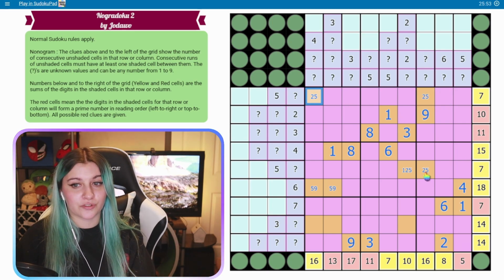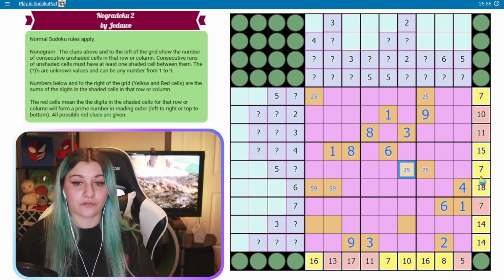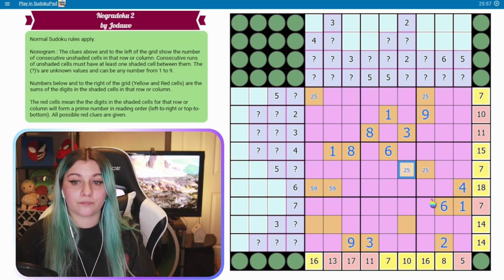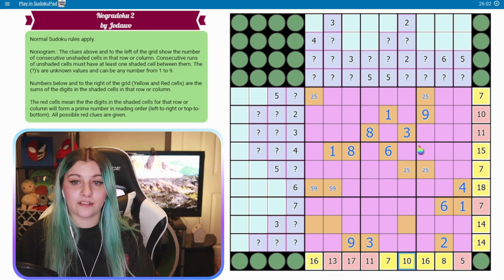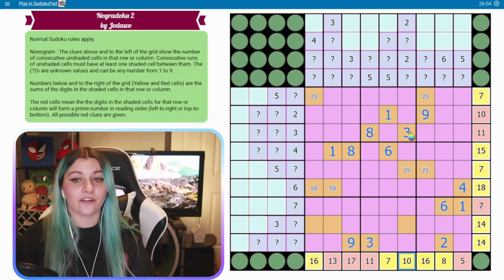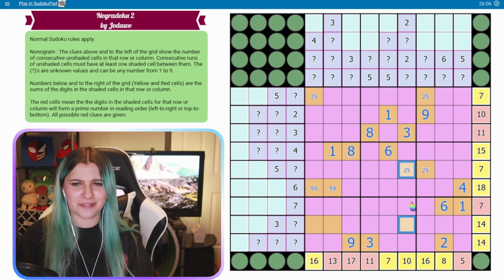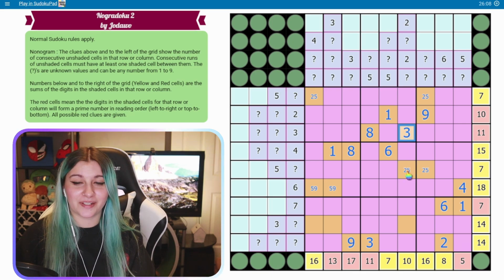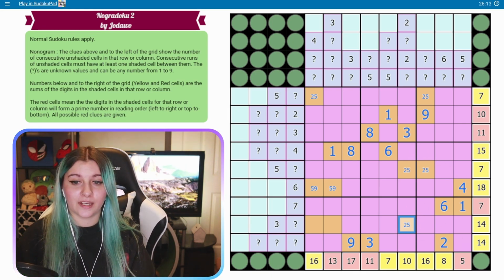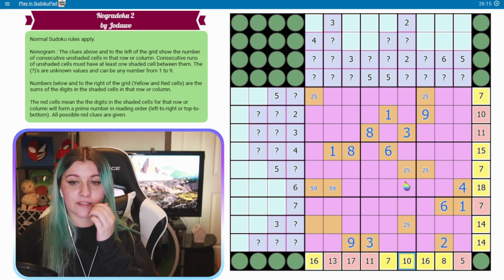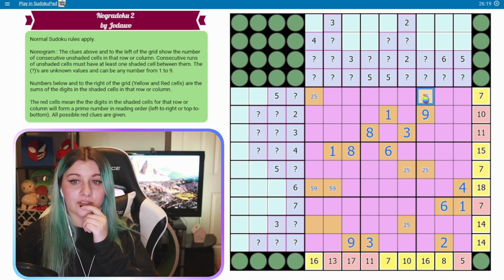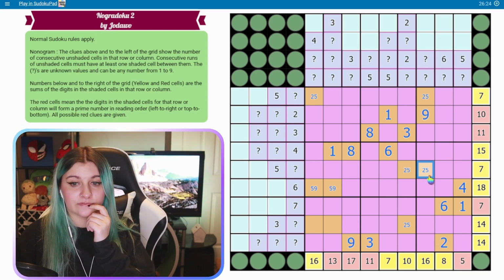Maybe shading for 2, 5 pairs would be good. This is also a 2, 5. 2, 5, 2, 5, 2, 5. This is a 10. So I either have 3, 2, and 5, or I have 3, 5, and 2. Both of which would make a composite number. Both of these are composite. Okay.